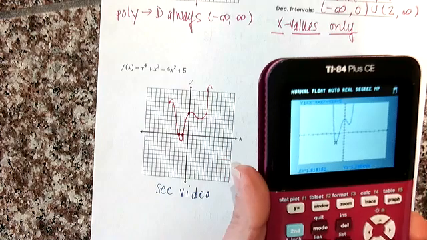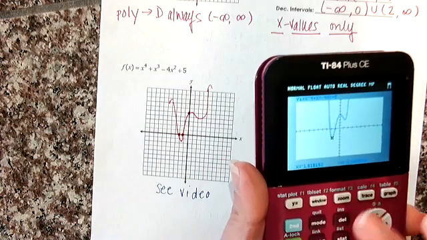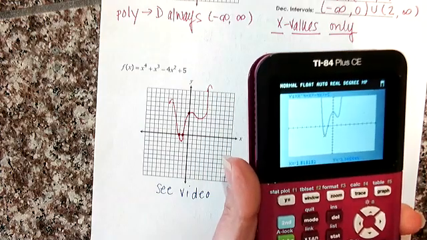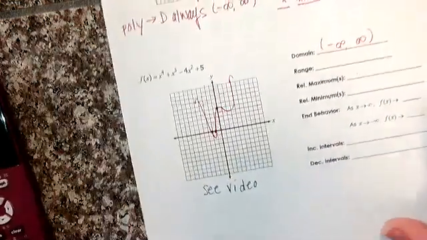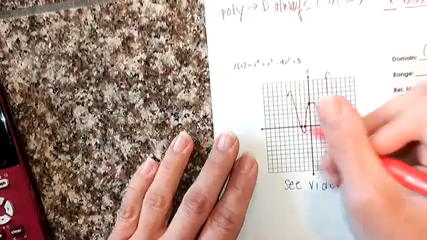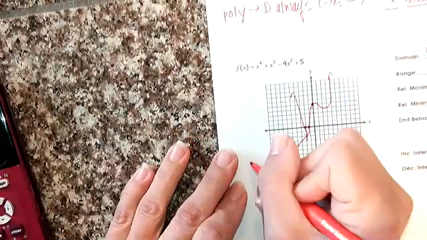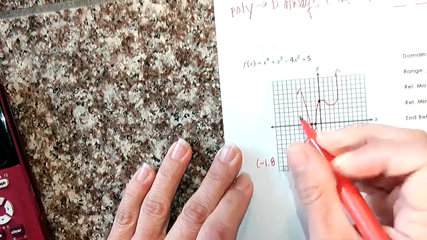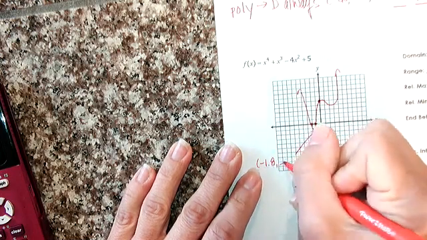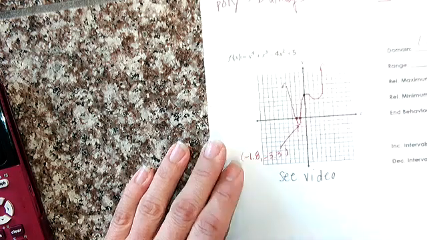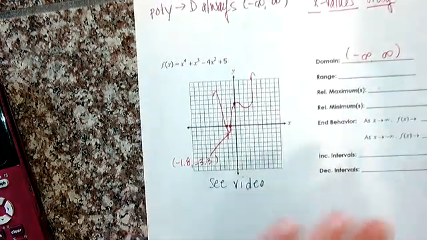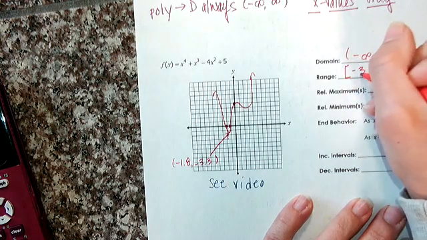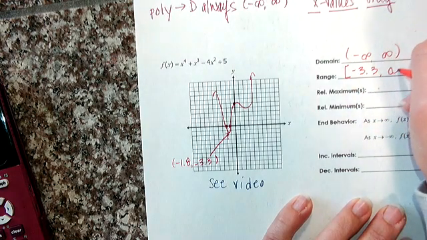Okay, you may not have the exact same values, but I just pushed trace and I just arrowed close. So it looks like I'm going to write it down as negative 1.8. This is a turning point, and the y value was negative 3.3. That's my lowest y value. So my range is bracket negative 3.3 up to infinity.